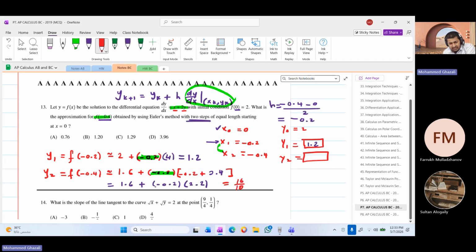1.2 over 10. Let's convert everything to 10, because even I'm getting confused now. 12 over 10. We should change our 1.6 to 1.2. Yes, 1.2, 12 over 10. It's better to convert it like this. 12 out of 10, and that's negative 2 out of 10 times 22 over 10.